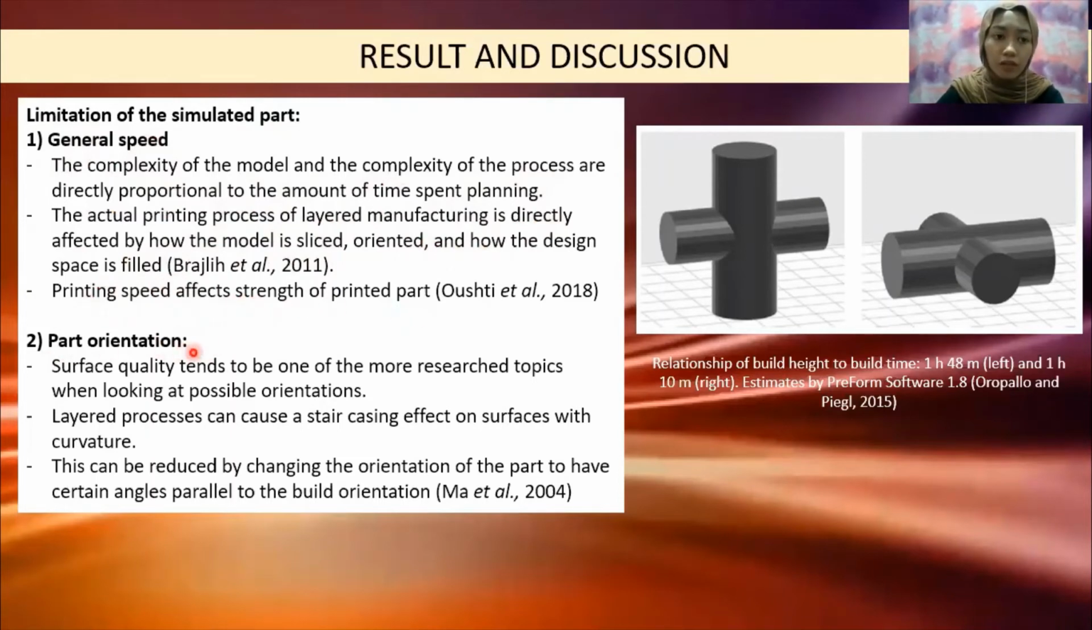Second, part orientation. Surface quality tends to be one of the more researched topics when looking at possible orientations. Layered processes can cause a staircasing effect on surfaces with curvature. This can be reduced by changing the orientation of the part to have certain angles parallel to the build orientation.